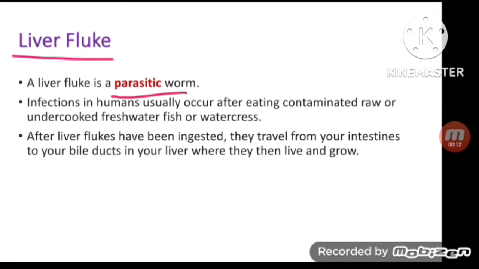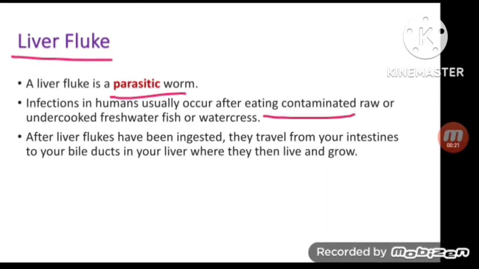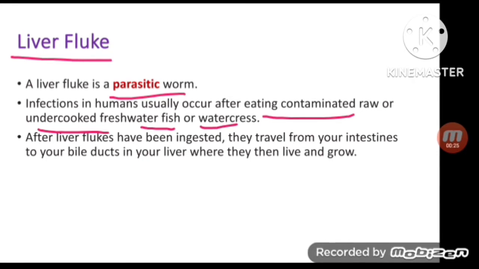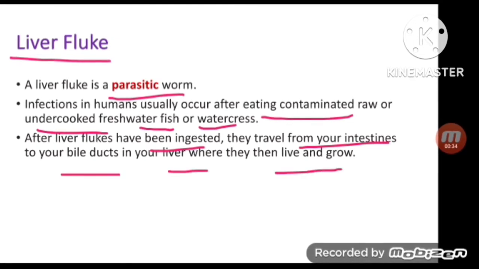If we look at the general characters of the fluke, we can see that a liver fluke is a parasitic worm. Parasite means they are totally dependent on their host for food, and the infection starts when humans eat contaminated and uncooked freshwater fish and watercress. And once it gets ingested by humans or sheep, they travel through the intestine and reach the bile duct and liver, where they can live and grow.